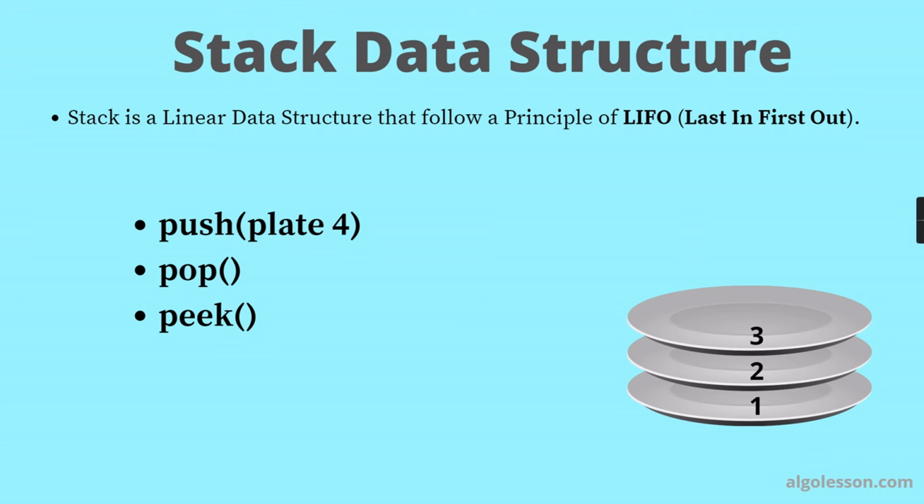The third is the peek operation. The peek operation gives us the information about what element is present at the top of the stack. Here in our case it will give us the information that the top plate which is present in our stack is plate number 3.